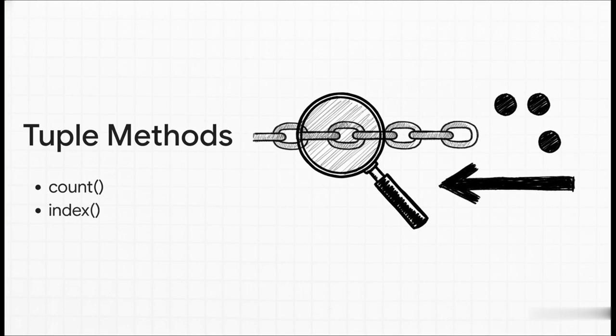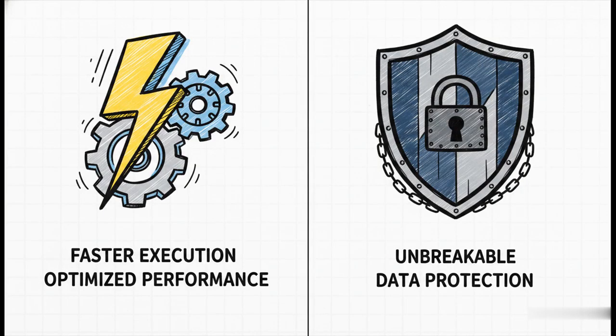It's wonderfully efficient. So you might be wondering, why would we limit ourselves like this? Really, it comes down to two massive advantages: faster execution and unbreakable data protection. Because Python knows a tuple will never change its size or its contents, it can perfectly optimize memory allocation behind the scenes. Your code actually runs faster. And more importantly, you get that unbreakable protection, making sure your critical constants remain exactly that, constant.